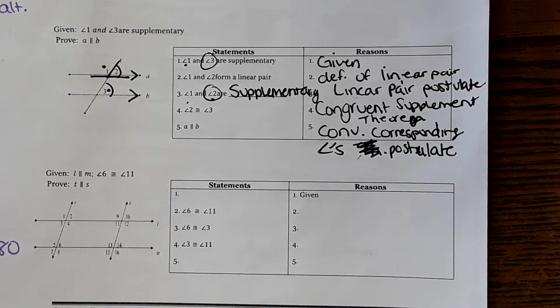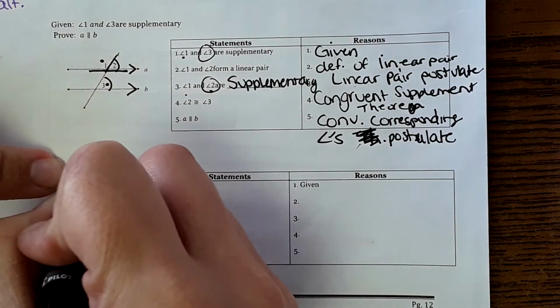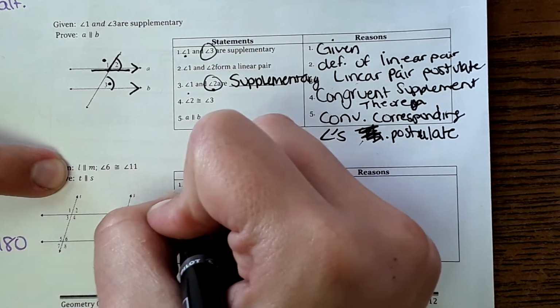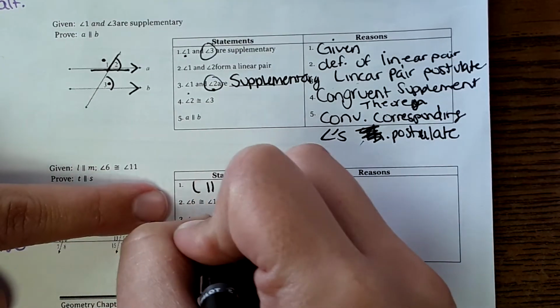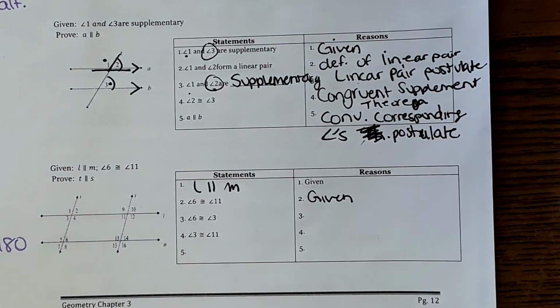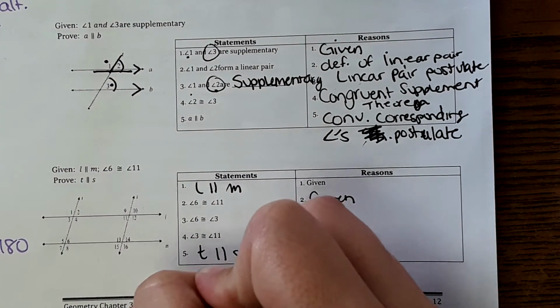Okay, and next. So in this case, there's actually two givens here. L is parallel to M and angle 6 is congruent to 11. So I'm going to write this L is parallel to M, that's given. And then it says angle 6 is congruent to angle 11, that is also given. And I'm also going to plug in my proof statement, T is parallel to S.